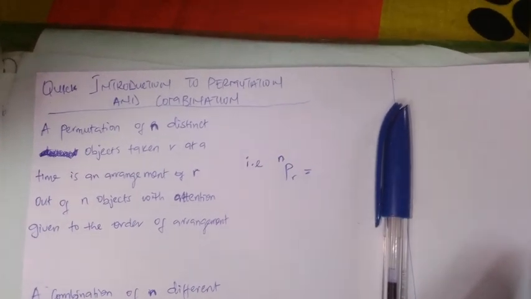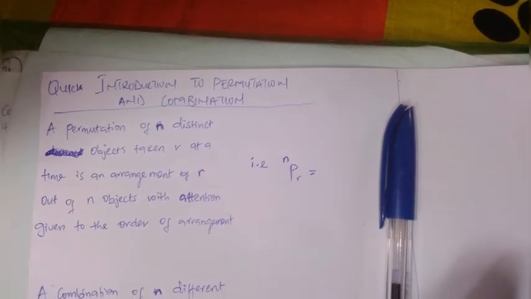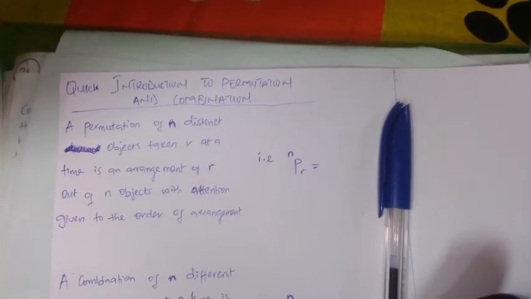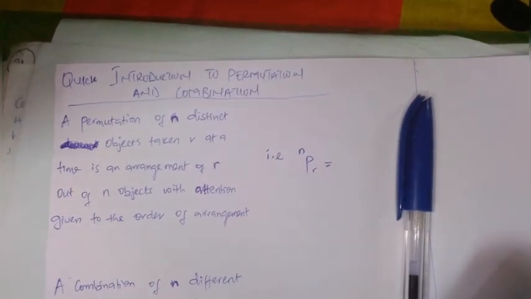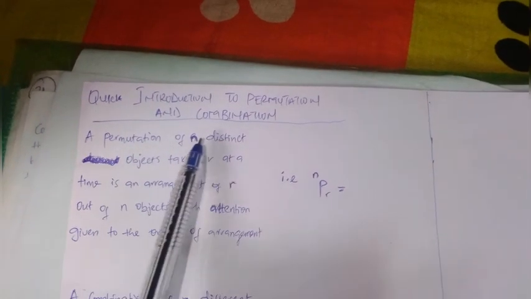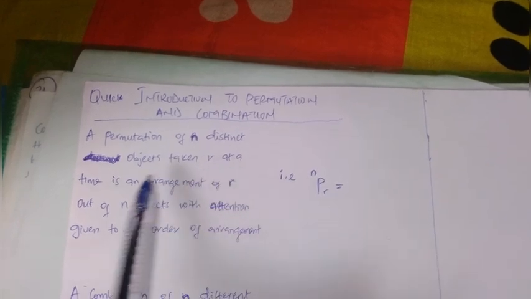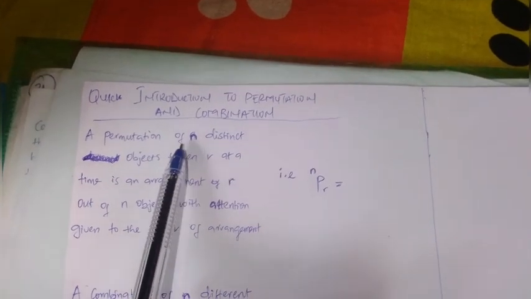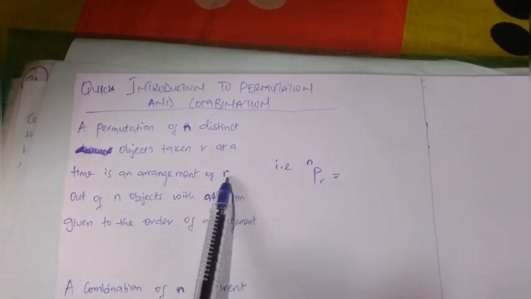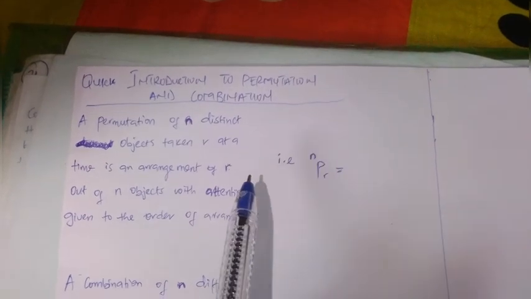Now quickly, we say permutation of n distinct objects taking r at a time is an arrangement of r out of n objects with attention given to the order of arrangement. Okay, so as always, let me explain what this relatively means. We have a permutation of what? n distinct objects taking r at a time. Now n represents the total number of objects we have on ground. Our r represents the order of arrangement. It represents the way the number is arranged.